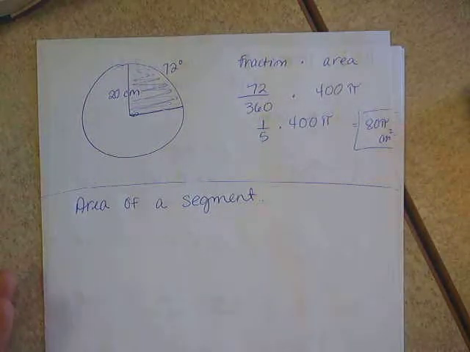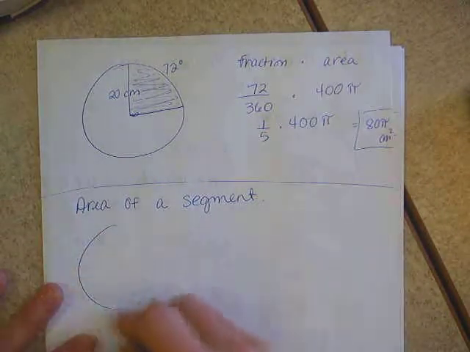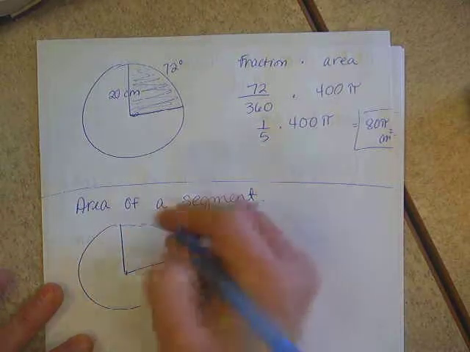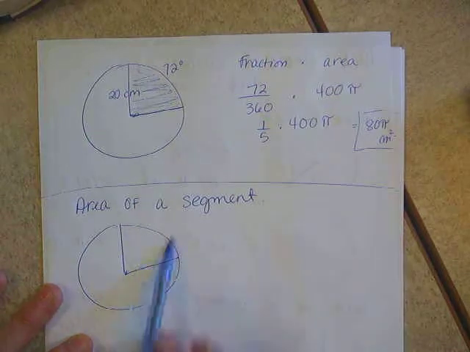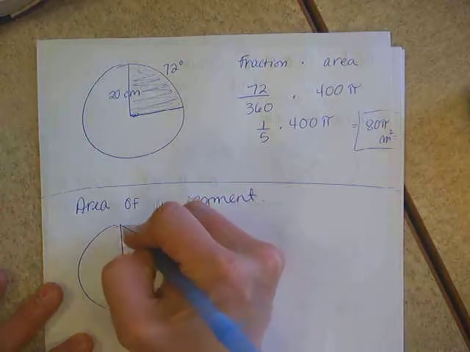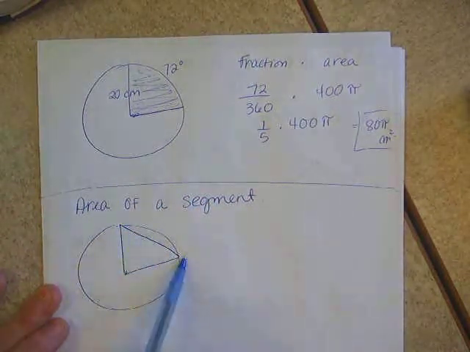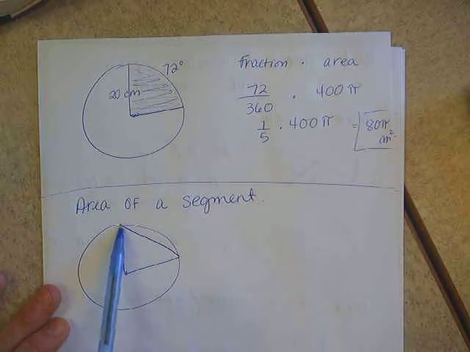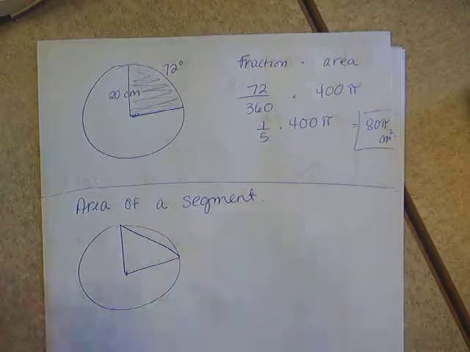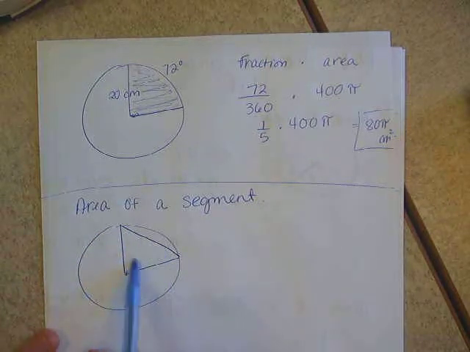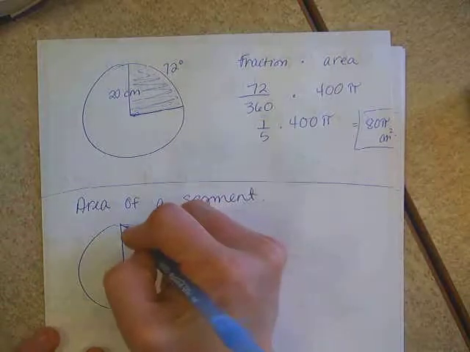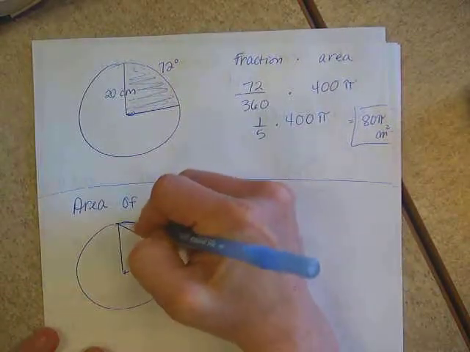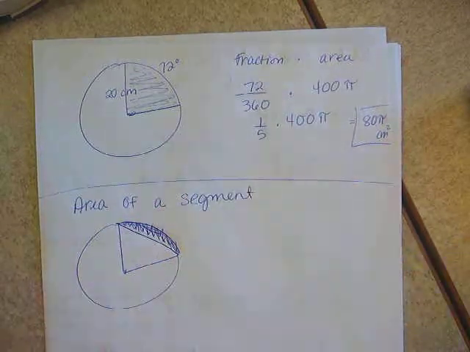So, area of a segment. First of all, we need to figure out what a segment is. Since this is a sector, if we connect with a secant the 2 points where the radii intersect the circle, we come up with this triangle, and the segment is actually that space in between.